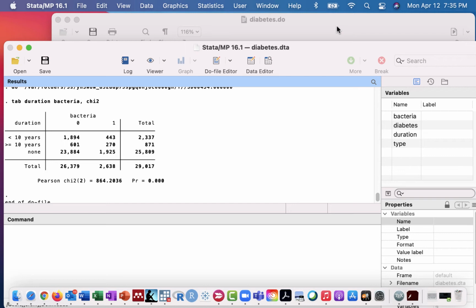So if you've had diabetes longer, rates of the bacteria infection are higher, rates of COVID are higher. Again, it's labeled bacteria. You could think of it as COVID or some type of health risk, some type of health condition that might be related to how long you've had diabetes. So less than 10 years, more than 10 years, none.